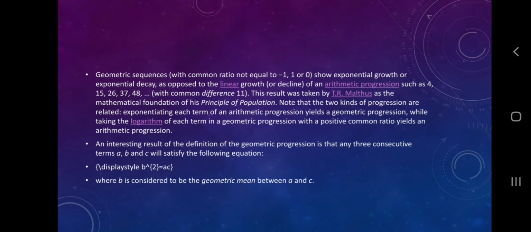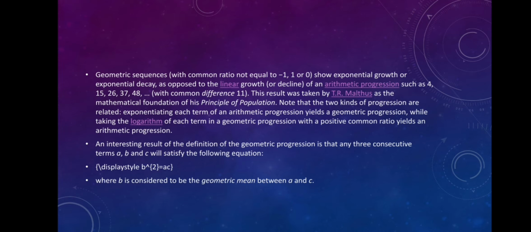Geometric sequences show exponential growth or exponential decay, as opposed to the linear growth of an arithmetic progression such as 4, 15, 26, 37, 48. This result was taken by T. R. Malthus as the mathematical foundation of his principle of population.